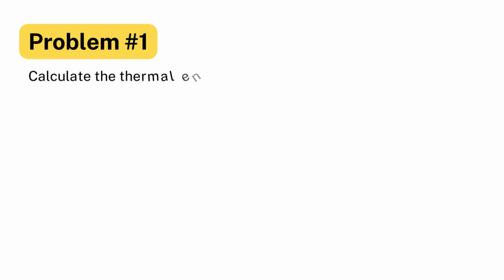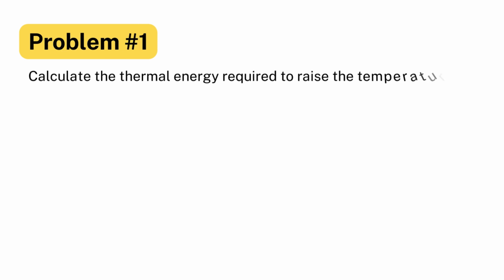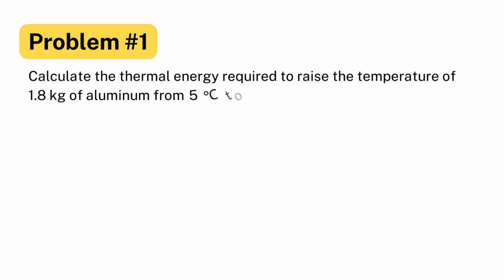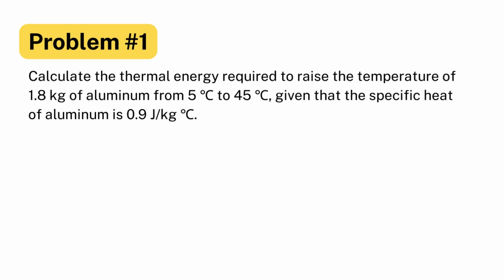Calculate the thermal energy required to raise the temperature of 1.8 kilograms of aluminum from 5 degrees Celsius to 45 degrees Celsius, given that the specific heat of aluminum is 0.9 joule per kilogram degrees Celsius. Write down the given data, plug in the values into the formula, and find the thermal energy as requested.